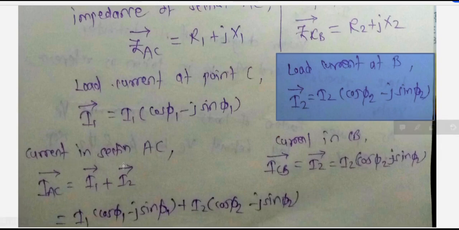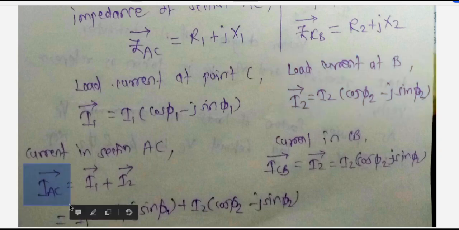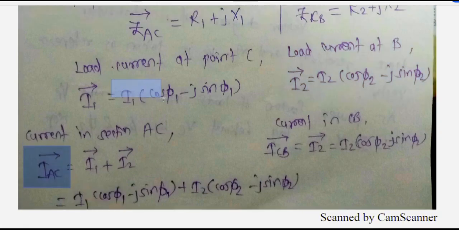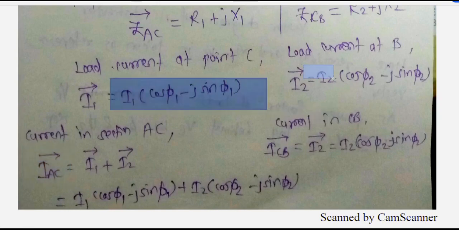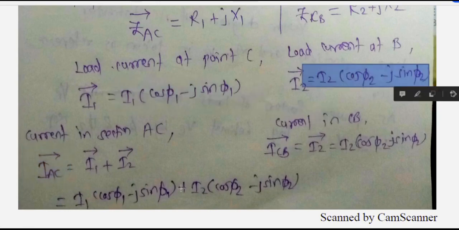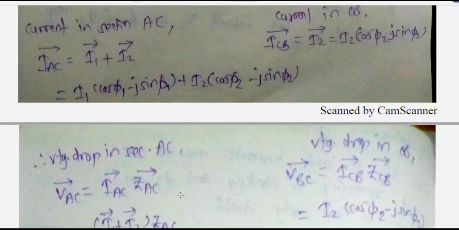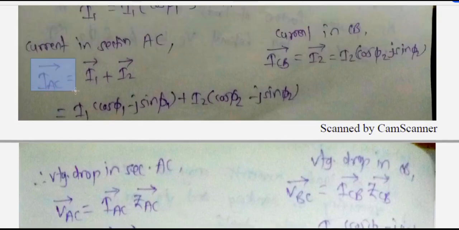We are interested in the current in section AC, so IAC is equal to I1 plus I2. Initially I told you this is the total I. Put the value of I1 and the value of I2, and taking the addition of these two quantities, we will get IAC.